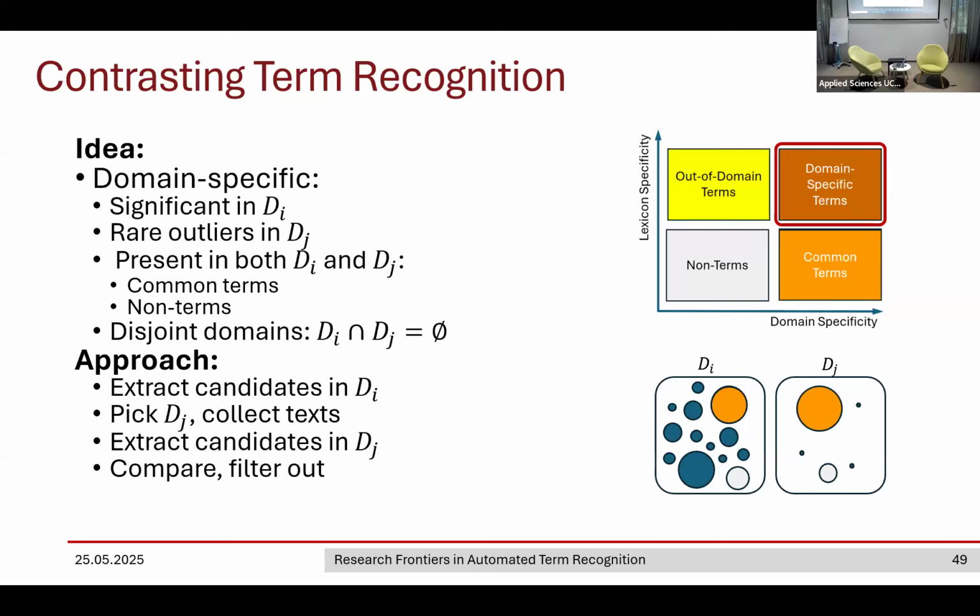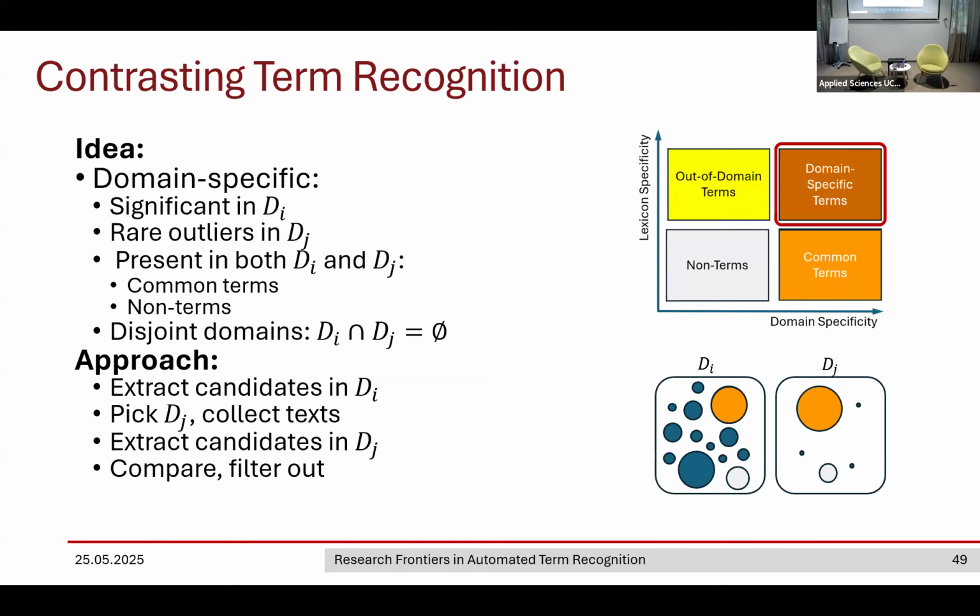So finally, this is a very, very simple idea about how to distinguish between domain-specific and interdomain term candidates. So imagine that you have a list of term candidates. What you may wish to do is to take a different text corpus from a very different domain, extract the terms in there, and then compare the lists.